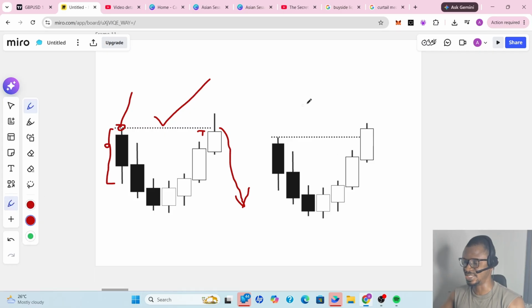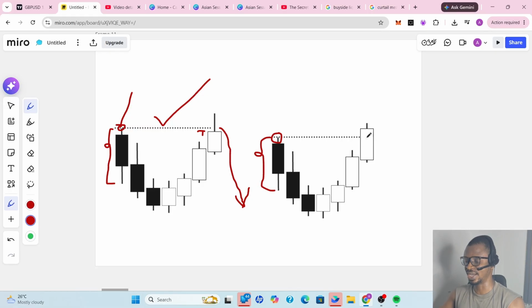This particular one is not a valid liquidity sweep. You understand? And why is it not a valid liquidity sweep? It is not valid because the moment the price pushes towards the upside and takes this particular high out, it does not close back within the range of this candle.